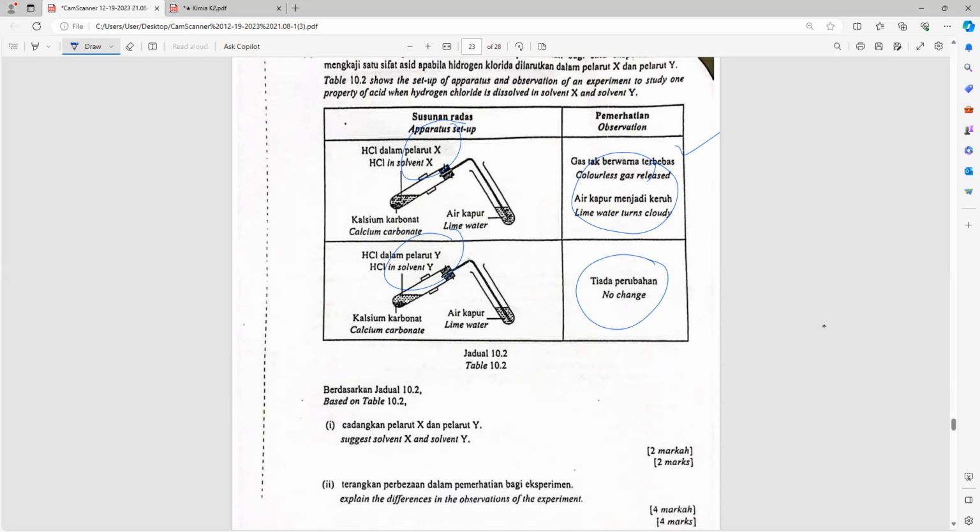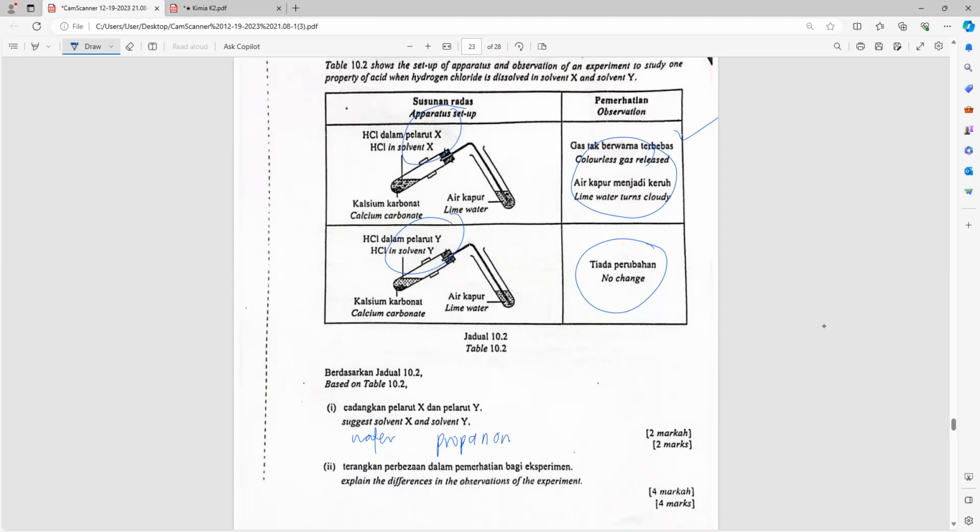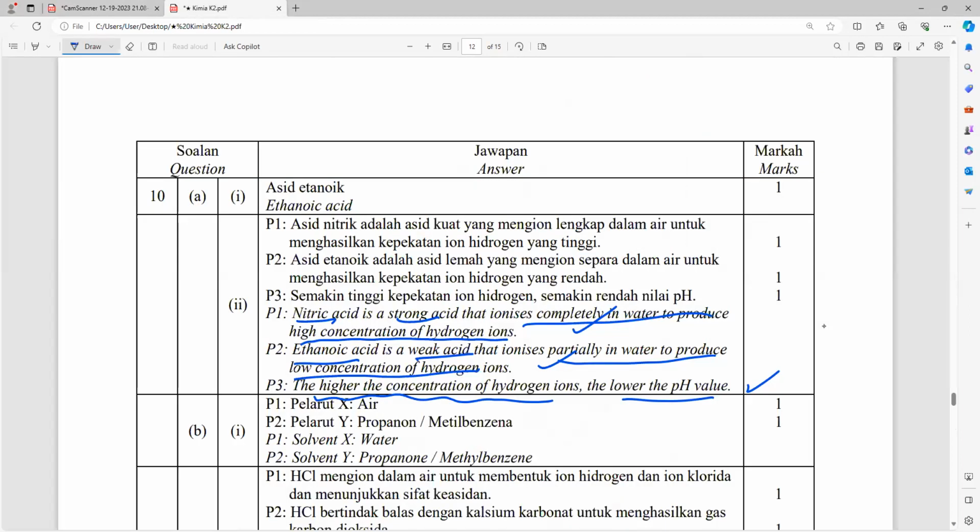Water. Very good. Okay, excellent. And my solvent Y is a solvent that you can name anything. Propanol, you can name tetrachloromethane, anything. Okay, propanol. So it depends on what you want to name it. Now explain the difference. Why water can, why propanol cannot?